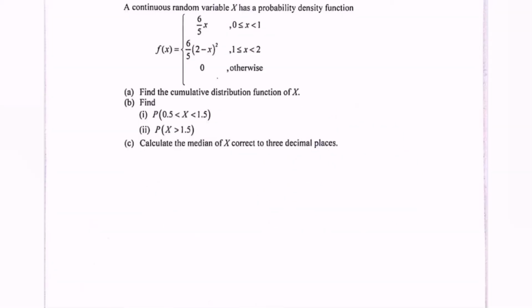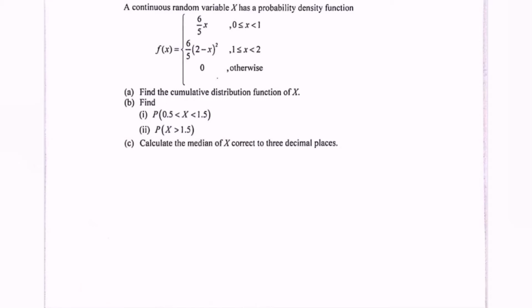Hello everyone, in this video I'm going to discuss the example for random variable. So kindly refer to the question. A continuous random variable x has the probability distribution function where we have been provided with the small letter f, which is the PDF. A. Find the cumulative distribution function.